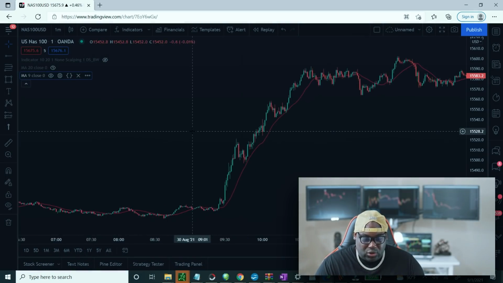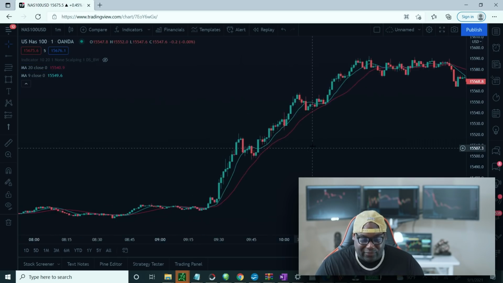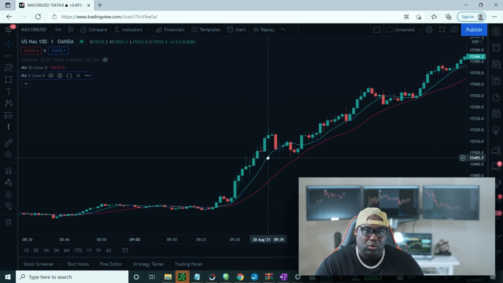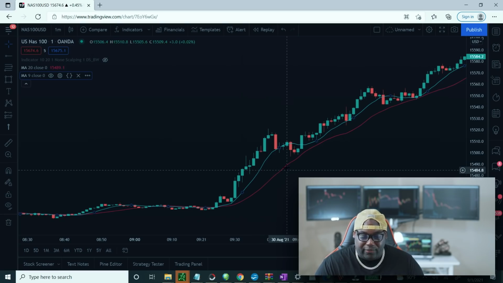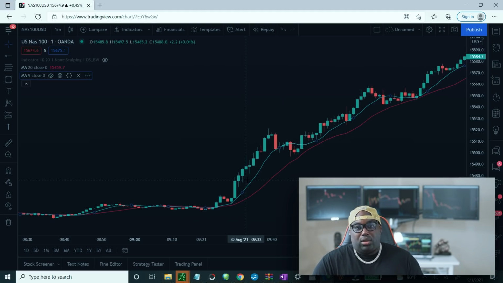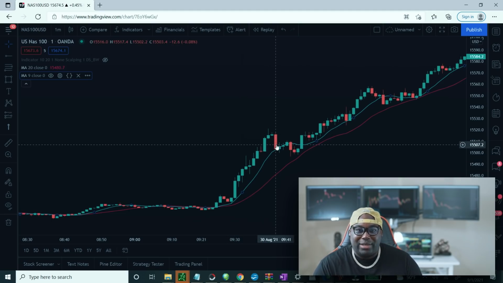Now, let me zoom in. Okay, so we have the 8 moving average, the simple moving average right here, the blue one. Okay, and then we have the red one, which is the 20 moving average. Now, the way you get in is you wait for a strong move up or a strong move down. You wait for the market to pull back to that 8 EMA, and you can actually use the 20 moving average for your stop loss.